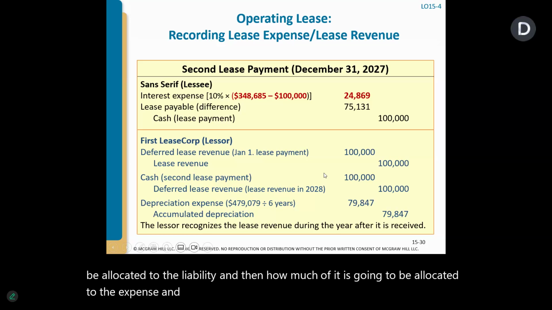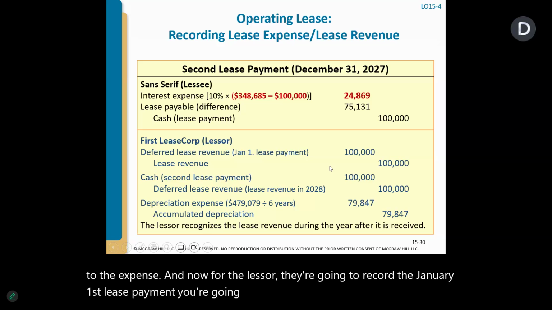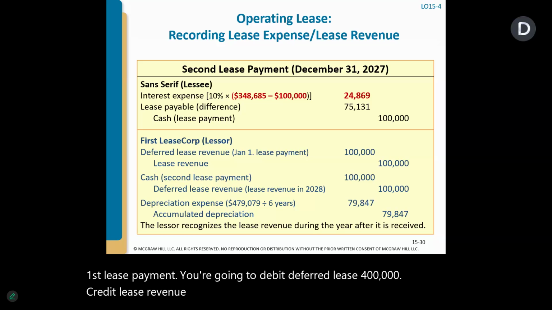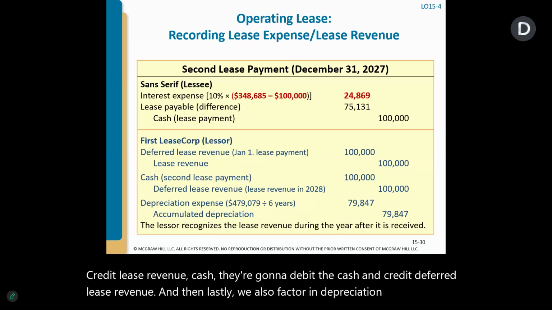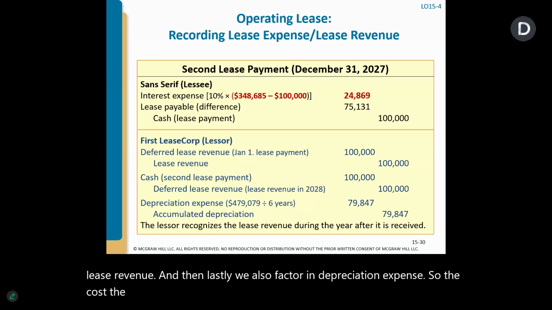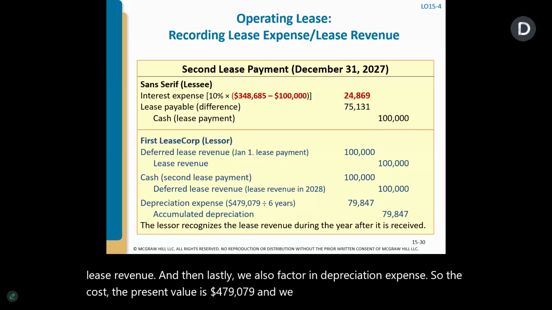And now for the lessor, they're going to record the January 1st lease payment. They're going to debit cash and credit deferred lease revenue. And then lastly, we also factor in depreciation expense. So the cost, the present value, is $479,079, and we divide it by 6 years. It's another thing to really keep in mind.